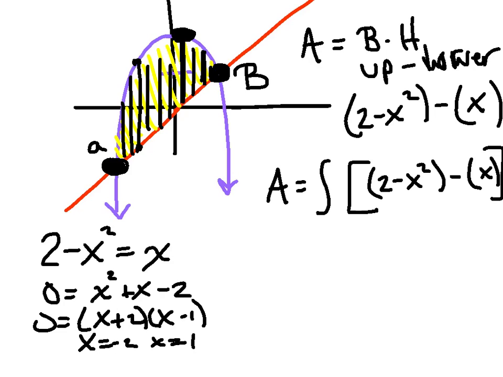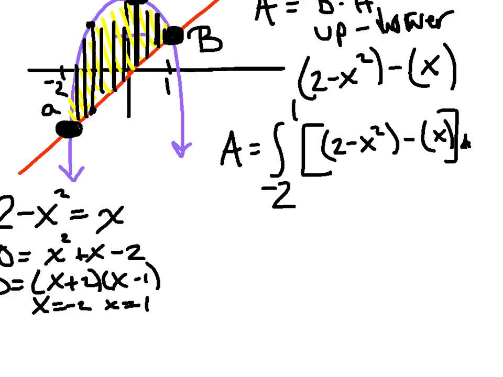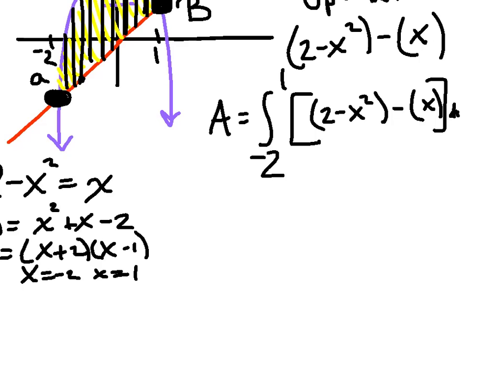And this should make sense. Negative 2 looks like a reasonable amount. Positive 1 looks like a reasonable amount. So I'm going to say my bounds, lower and then upper, from negative 2 to 1. All right. So you've got the hard part out of the way. The easy part now is just integrating. So go ahead, clean it up.